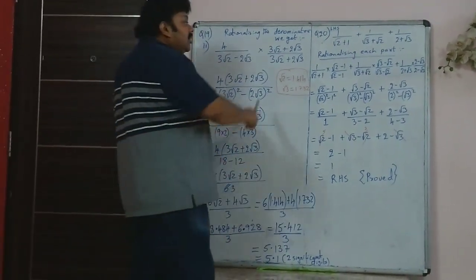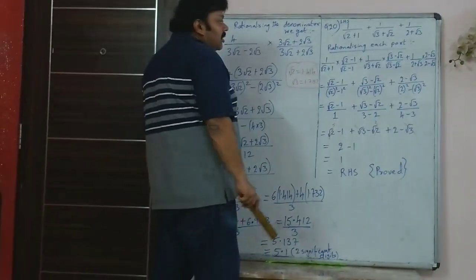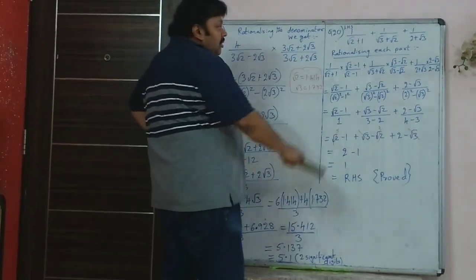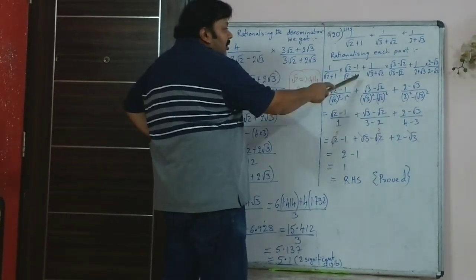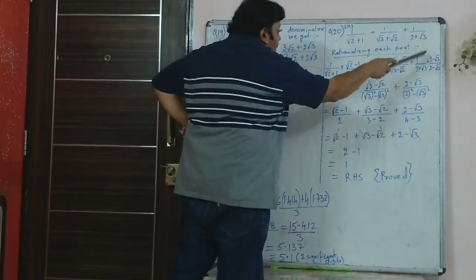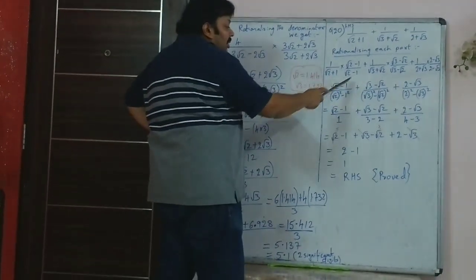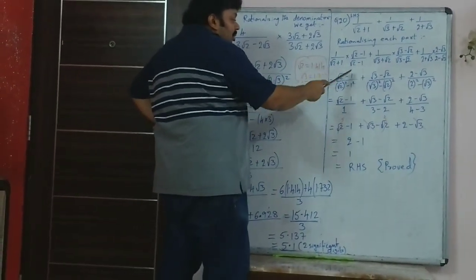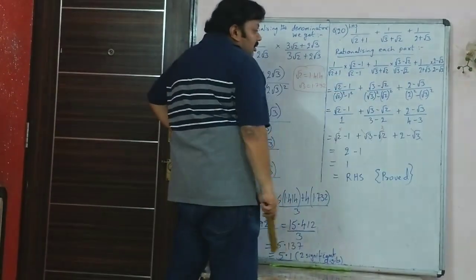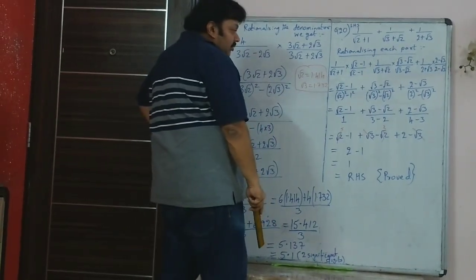Now the second question, it may look lengthy, but it's a simple question, question 20. We have to prove that this LHS is equal to 1. So this part we rationalize separately, this part again separately, and this part again separately. So you get root 2 minus 1 upon 2 minus 1. A plus b, a minus b, a squared minus b squared. Root 3 minus 2 upon 3 minus 2. And then 2 minus root 3 upon 4 minus 3.